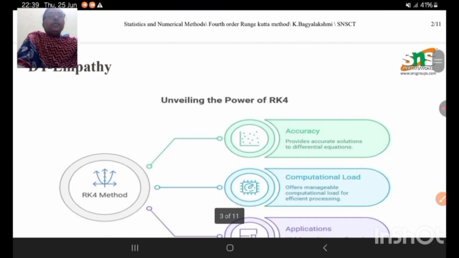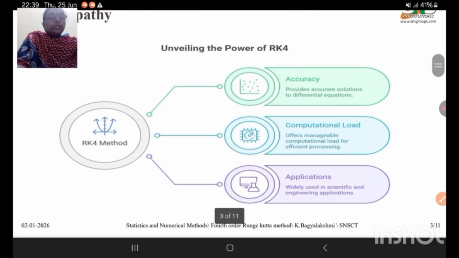So next we move on to the empathy stage. In this stage, let us understand the need for a better numerical method. Suppose an engineer wants to predict the motion of a vehicle, aircraft or mechanical system. Small errors in calculations can produce inaccurate results. So accuracy is important, and therefore we need a method that gives higher accuracy without making calculations extremely difficult. This need leads us to the RK method. Here the computational load and the applications are discussed.